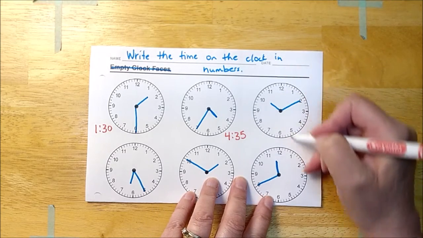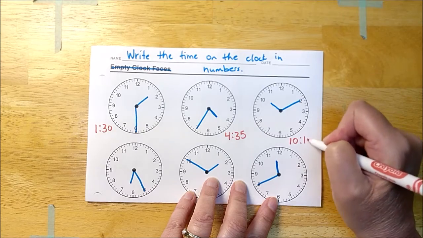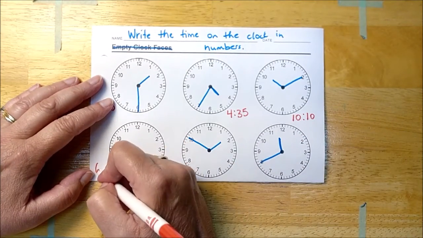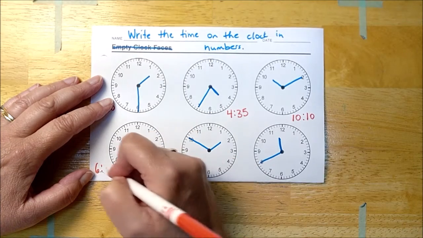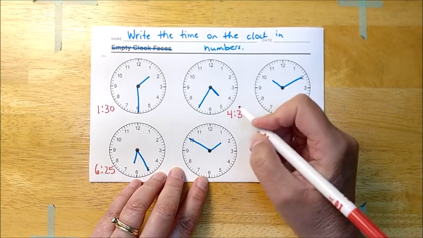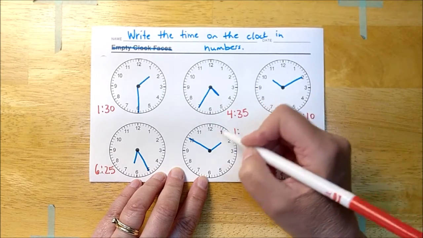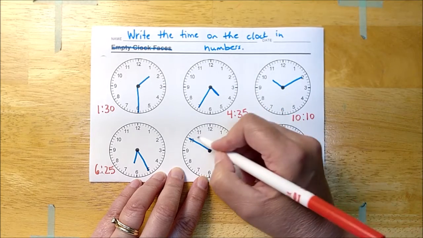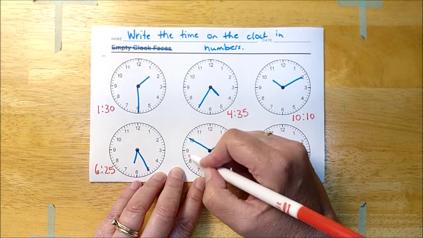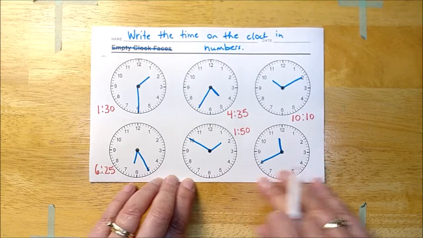This one is just past the 10, so the hour is 10, and 5, 10 minutes. Here is just past 6, so the hour would be 6, and 5 times 5 is 25. Here, it's getting close to that 2, but this hasn't made it to the top yet, so it's still the 1 hour, and it's gone all the way over to there, so I could count 5, 10, 15, 20, 25, 30, 35, 40, 45, 50.